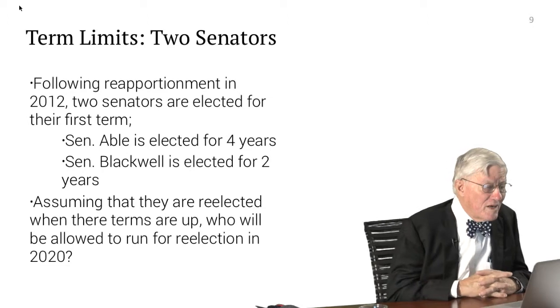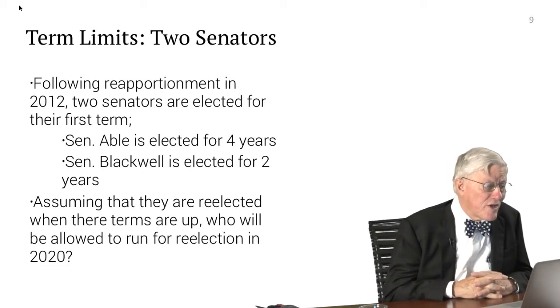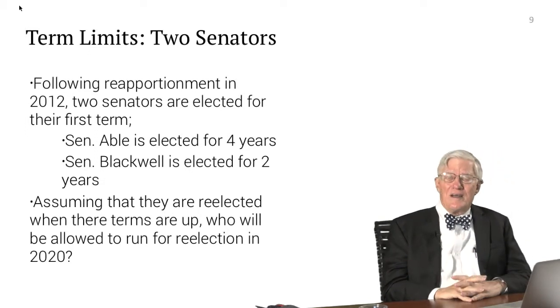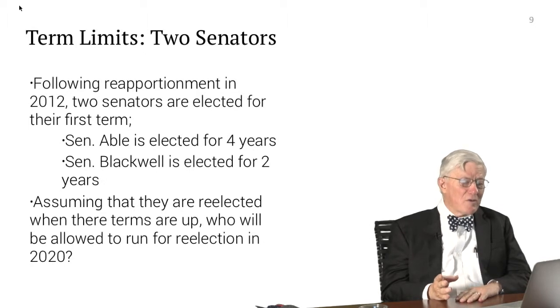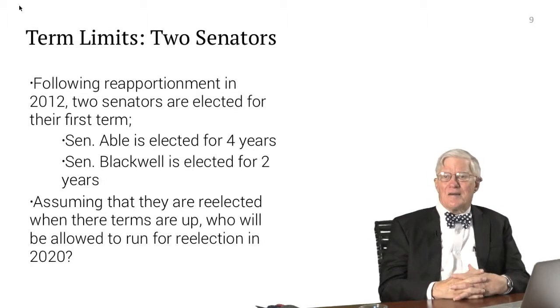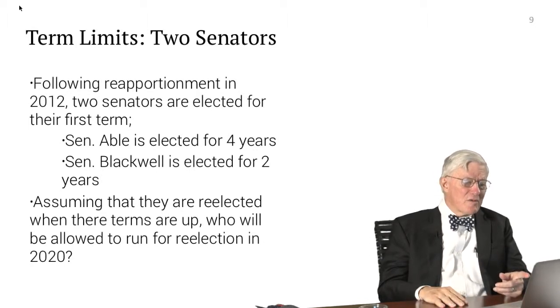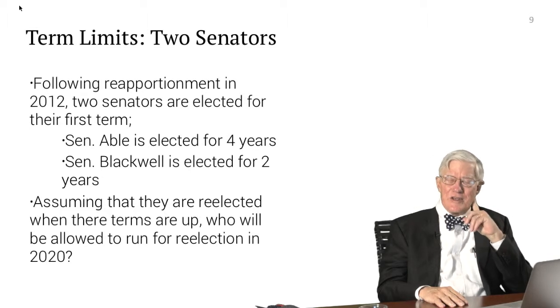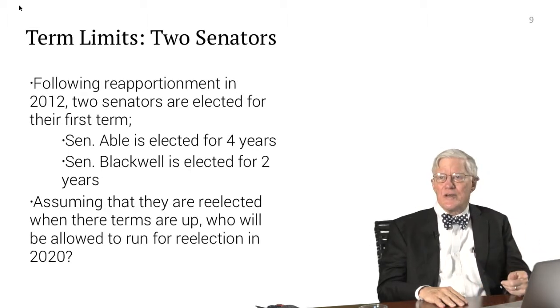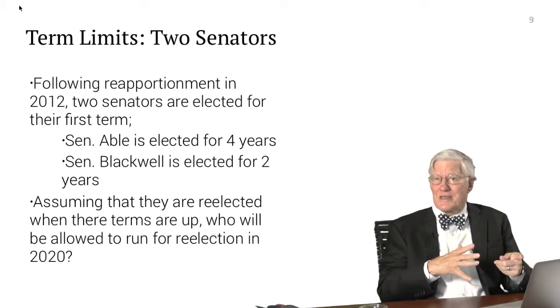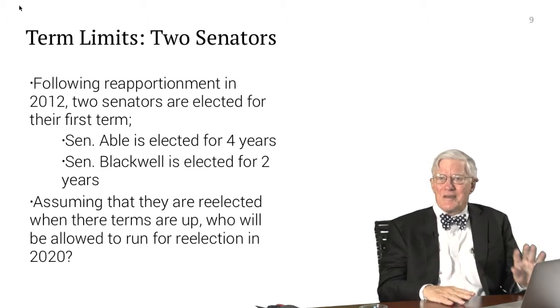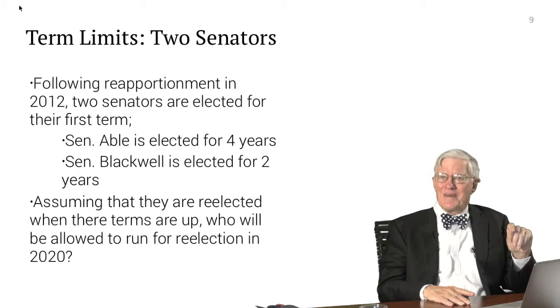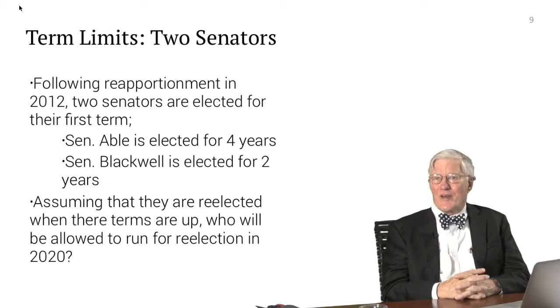Let's go through an example. Let's say following reapportionment in 2012, 2 senators are elected for their first term. Senator Abel is elected for 4 years. Senator Blackwell is elected for 2 years. Four years later, Senator Abel is elected for another 4 years. At the end of that time, he will have served 8 years. Senator Blackwell is elected originally for 2 years, and at the end of that time, now under staggered terms, he stands for election at the general election 2 years after his term starts. At that election, he stands for a 4-year term. He has now served in office for 6 years.